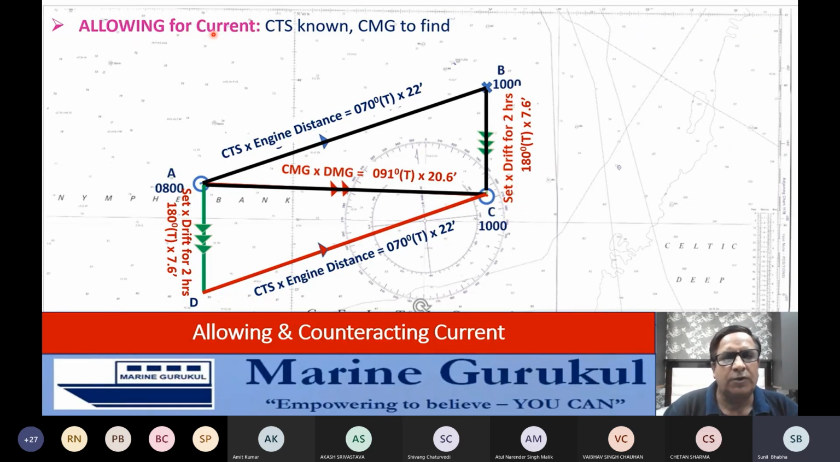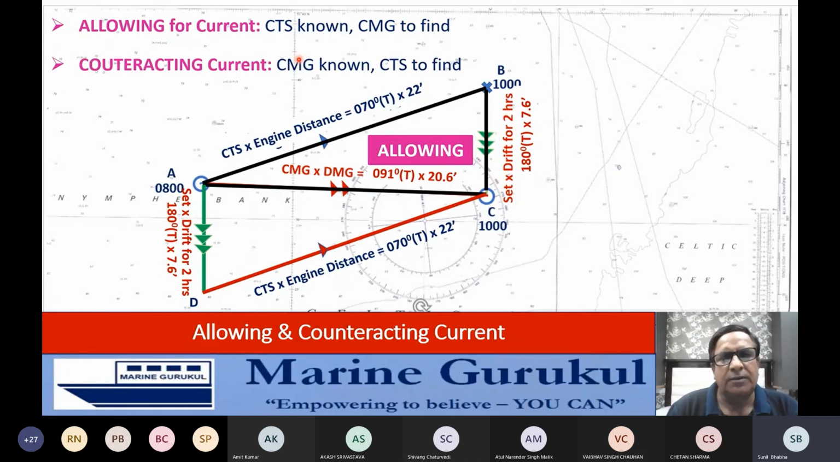And whenever we have to allow for current, the triangle would be completed as represented by this triangle in the upper part of the parallelogram. That means we'll draw the CTS track, and at the final end point of the CTS track, or if you want to call it the DR position, we shall be drawing the current at this point and completing the triangle as we had seen earlier to get the CMG and the DMG.